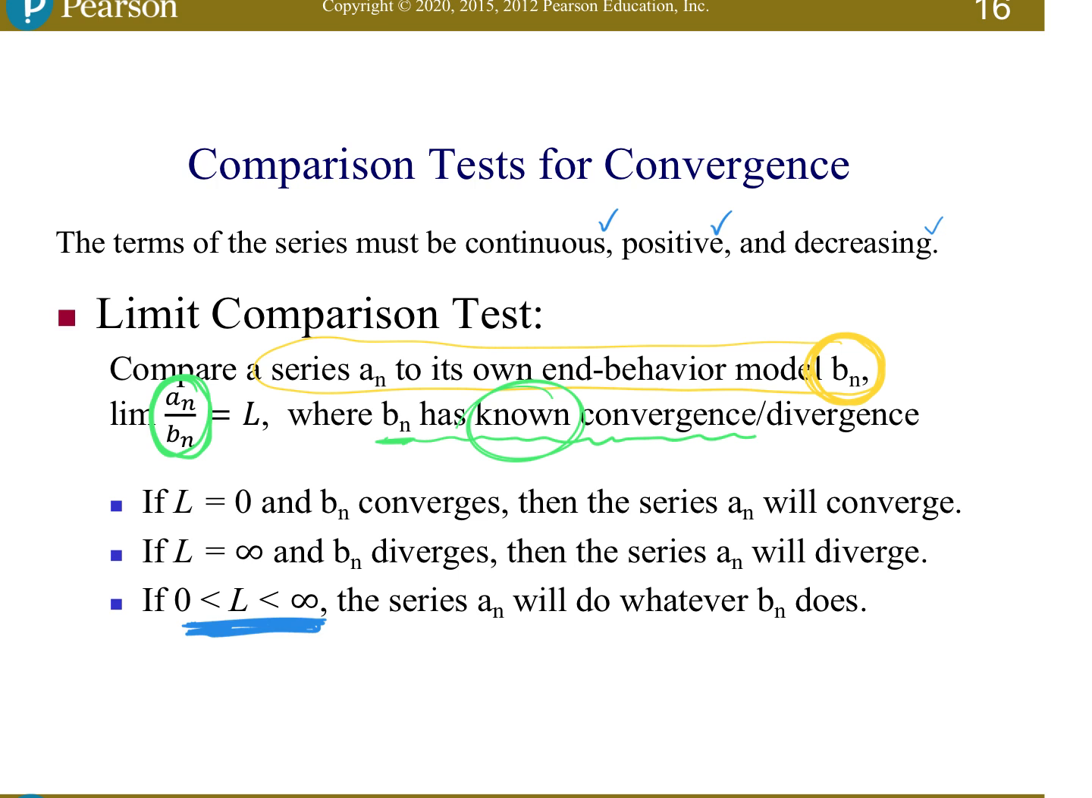But if it turns out to be not 0 or infinity, anything in between, then Series A will do whatever Series B does. So they will have the same behavior in convergence. Keep in mind that doesn't mean that they will have the same value for convergence, but they will have the same behavior. So either they'll both converge or they'll both diverge.